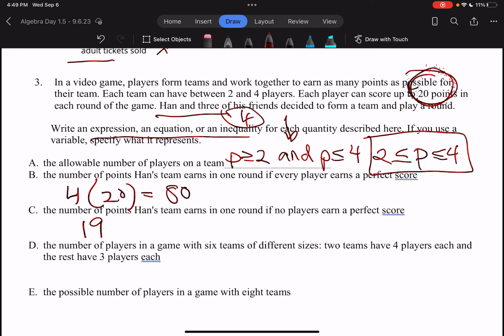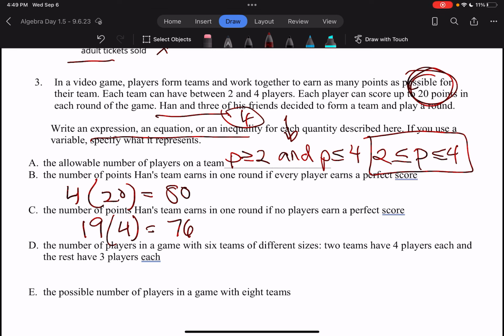Because the max score is 20. If nobody gets a perfect score, the most each person could have gotten is 19. And that would be 36, carry the 3, is 76 points, right? That makes sense because 80 would be a perfect score.